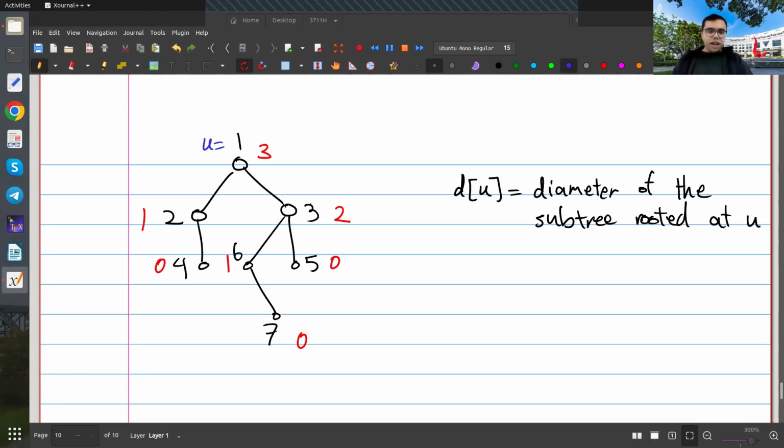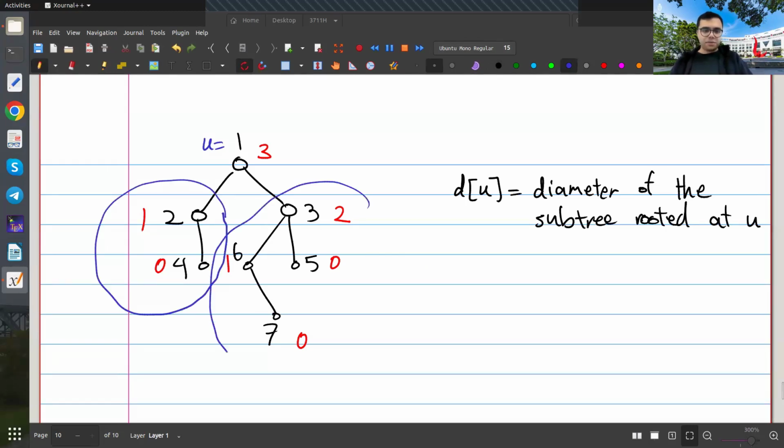Now, here's the thing. 1 has 2 children. I have the subtree of the left child, and I have the subtree of the right child. Now, in general, I might have more children. It's not a binary tree, okay? But here's the thing. The 2 vertices that are farthest away from each other are either going to be both in the same subtree, so in the subtree of 2 or the subtree of 3, or they're going to be in different subtrees, okay? This is the casework that I'm doing. If they are both in the same subtree, well, I already know the answer. I can just look at the answer there.